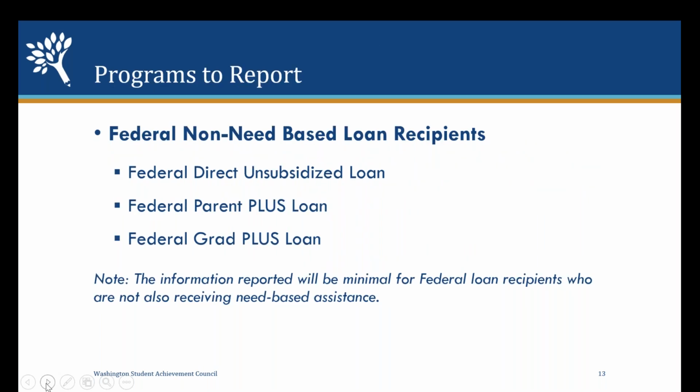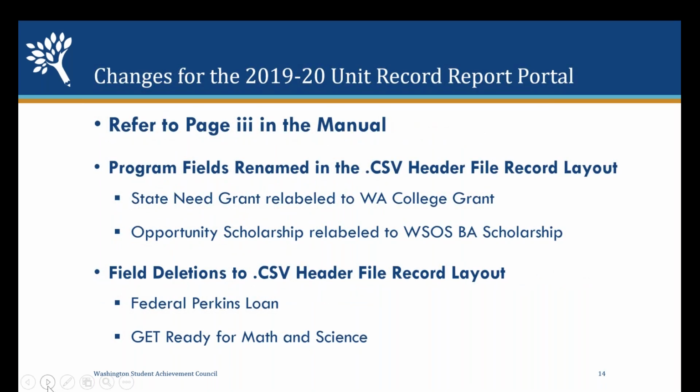Continuing the programs to report, federal non-need-based loan recipients, we want you to report those recipients who receive the federal direct unsub loans, parent plus loans, and federal grad plus loans. We would like you to report information for any student who received at least $1 of need-based funding, but all loans. Changes for the 2019-20 unit record report portal.